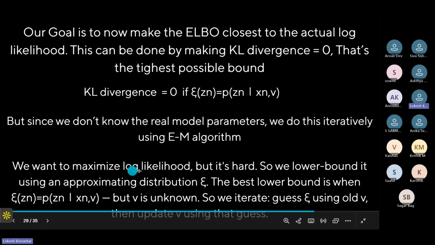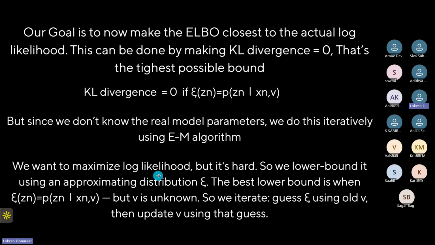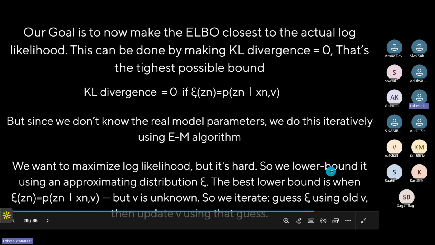So in summary, we want to maximize the log likelihood, but it's really difficult. So we lower bound it using an approximate distribution psi, and the best lower bound is when these two become equal, but the model parameters are unknown to us. So what we do is we iterate: we guess the psi, and using the old model parameters, we update the model parameters and use that particular guess.